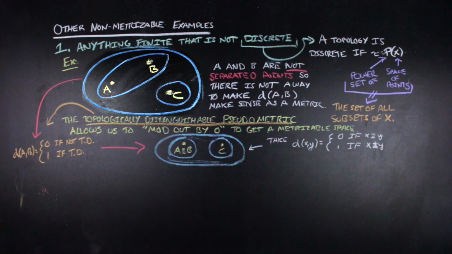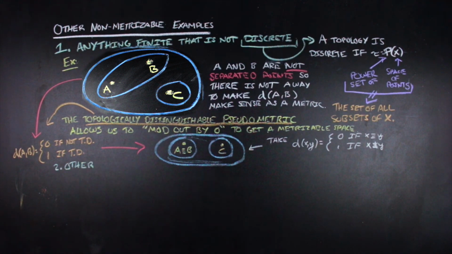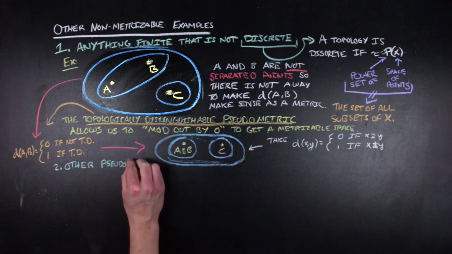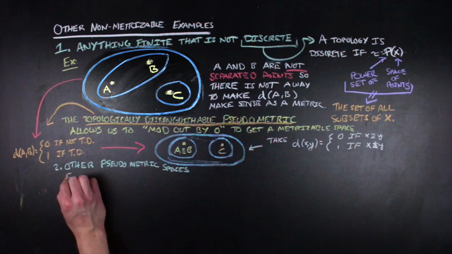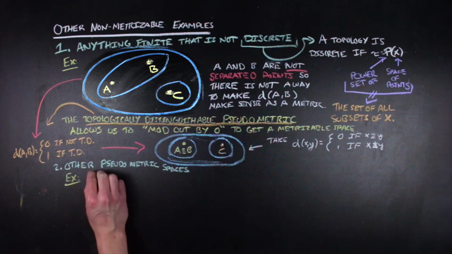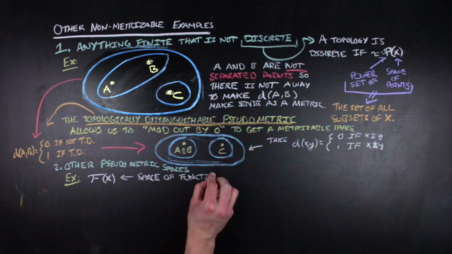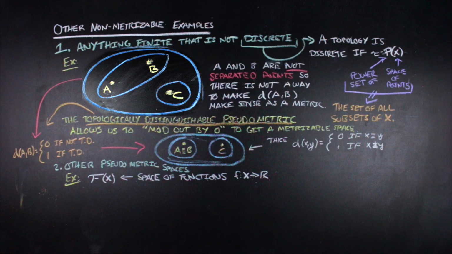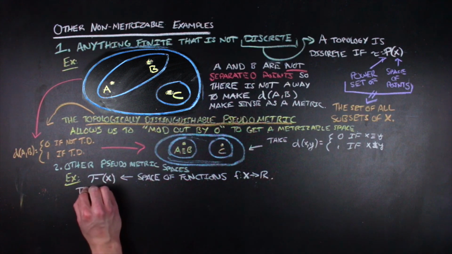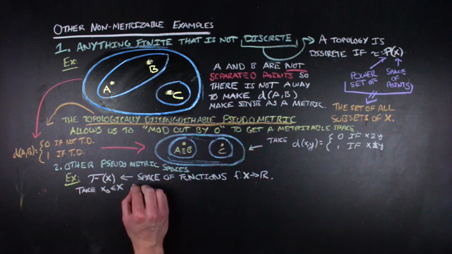So our second example is a little bit more general, but other pseudometric spaces tend to have properties like this, where we can mod out by 0 and recover a metrizable space from something that formerly wasn't metrizable. One of the places you can see this more clearly is on the space of functions from a space X to the real numbers.